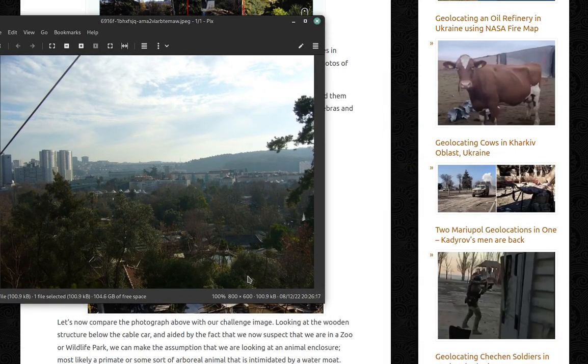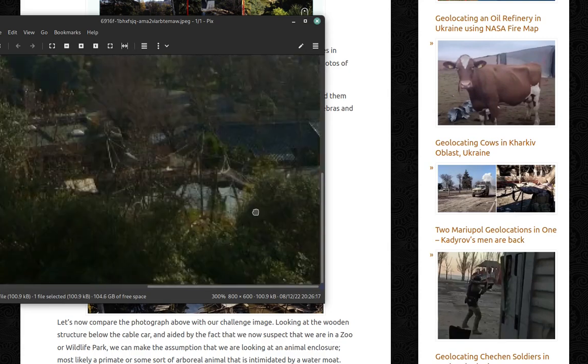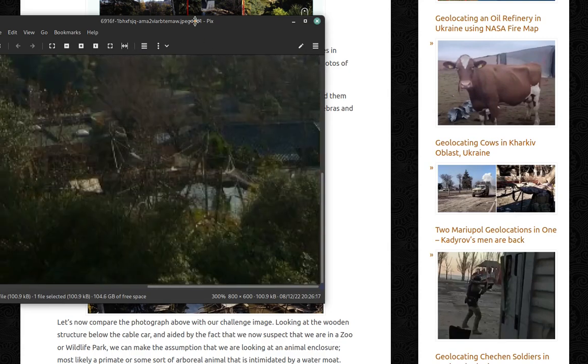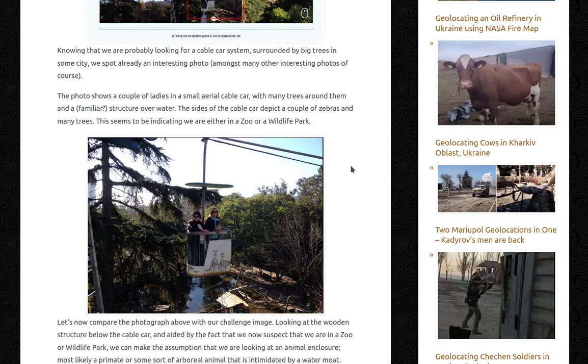Oh God, this is something similar. There's a structure and this might be water. The sides of the cable car depict a couple of zebras, look down, 1 and 2, and many trees. There you go, a few trees. This seems to be indicating we're either in a zoo or a wildlife park.